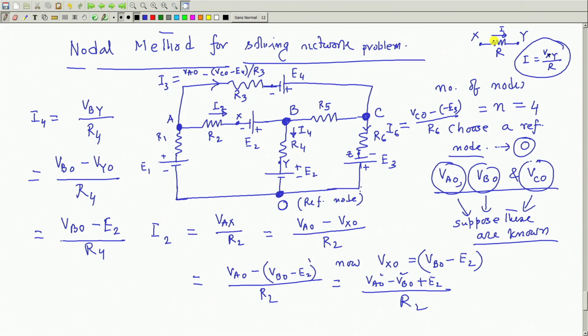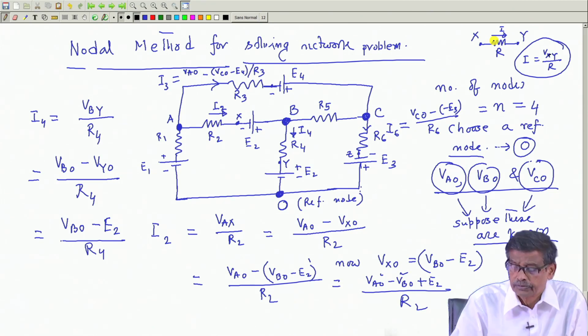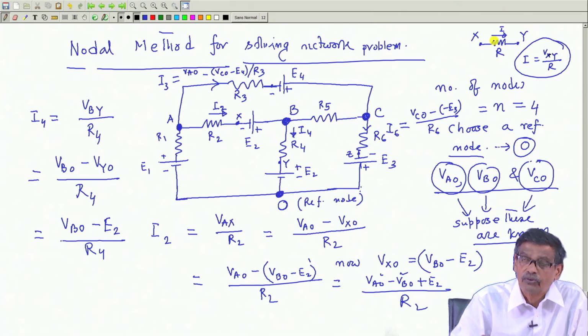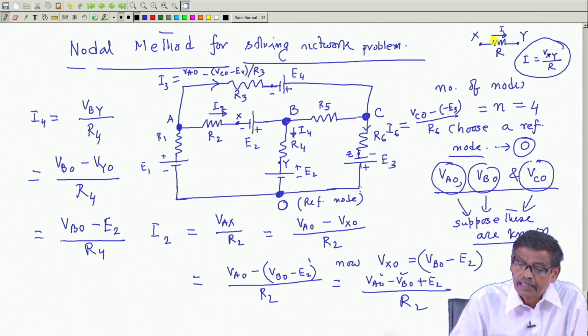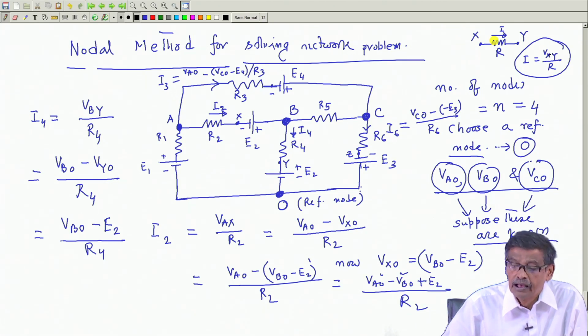Then I told you that in a network there will be several nodes. Each node is defined as the junction of at least 3 element ends, for example, A, B, C and O. If you take any one of them as the reference, O, I have taken this to be my reference node. With respect to that, VAO, VBO and VCO are called the node voltages.